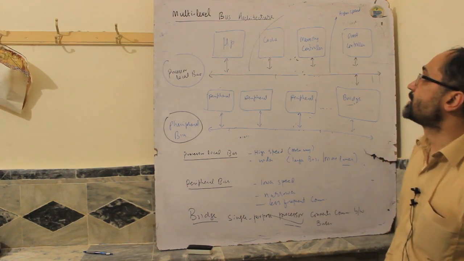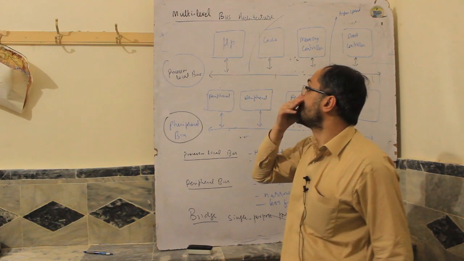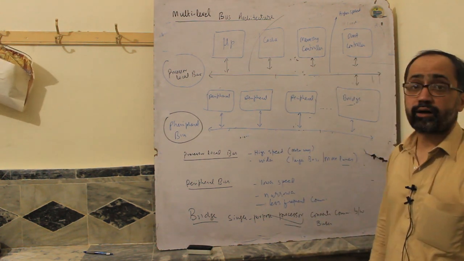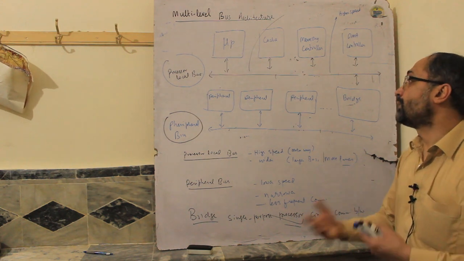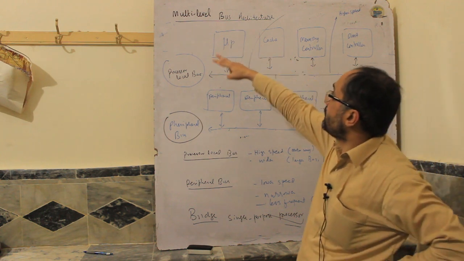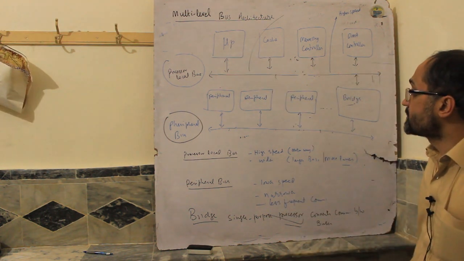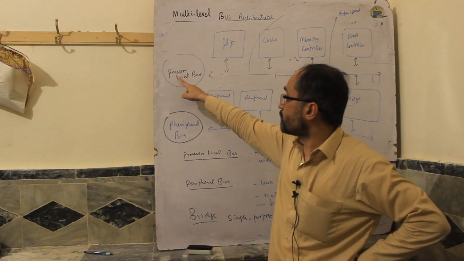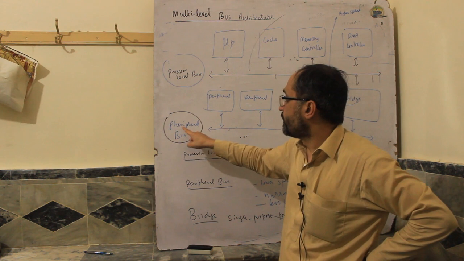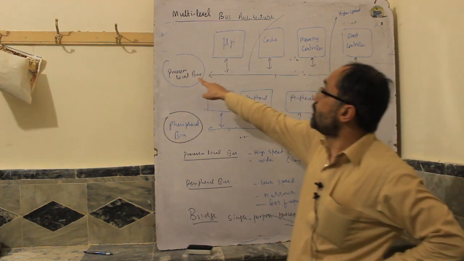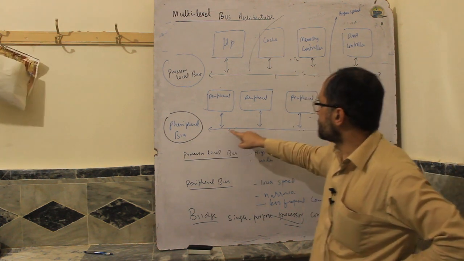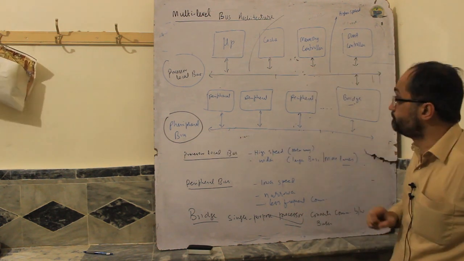Today we will study a multi-level bus architecture. In a multi-level bus architecture, different devices are connected across multiple types of buses. In this example of multi-level bus architecture, there are two types of buses. The first bus is referred to as the processor local bus, and the second bus is referred to as the peripheral bus. The processor local bus is highlighted in black, while the peripheral bus is highlighted in blue.